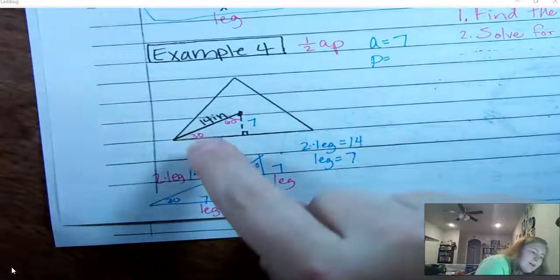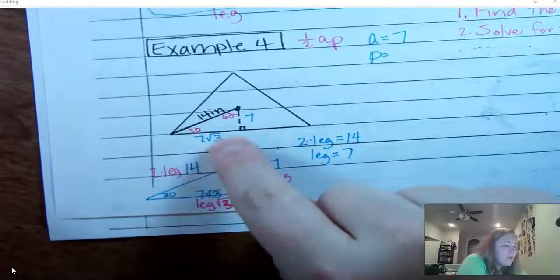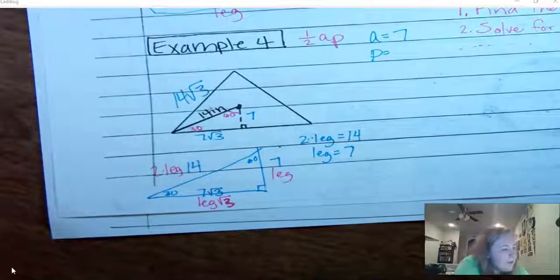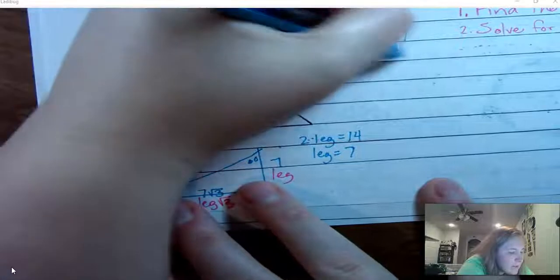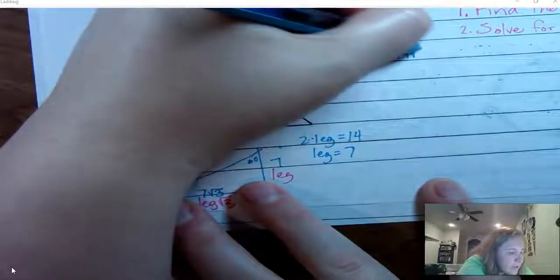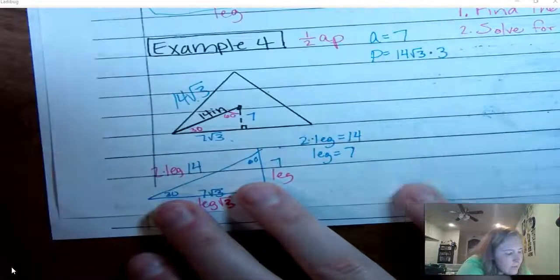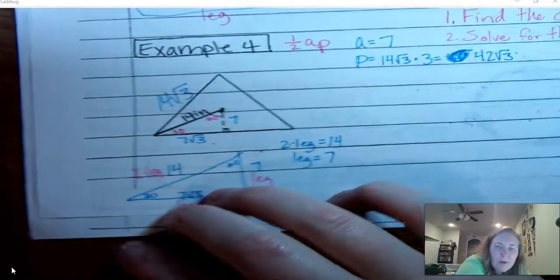Okay, we know that if half of one side is 7 root 3, a whole side is 14 root 3. Okay, so if a whole side is 14 root 3, the perimeter is going to be 14 root 3 times 1, 2, 3 sides on the shape, 3. So we have 42 root 3 as our perimeter.